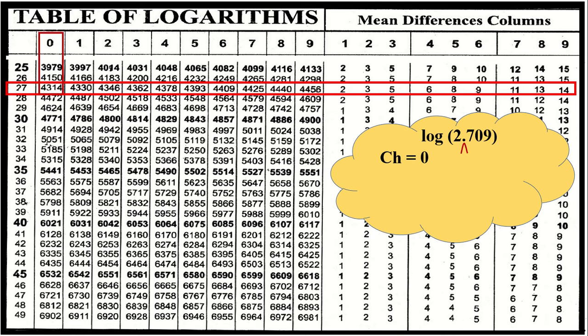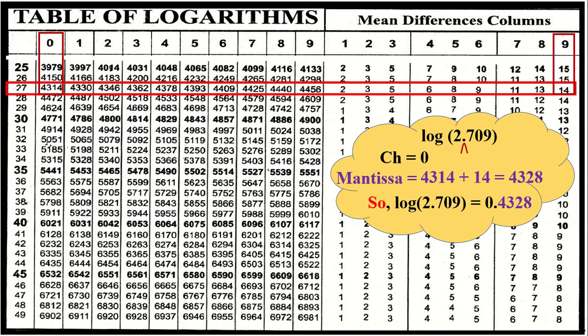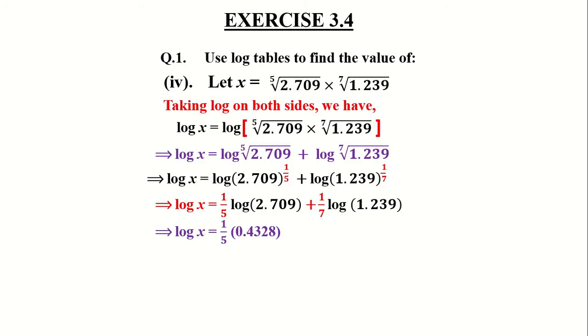27 in the column of 0, 4314, then in the column of 9 it is 14. 4314 plus 14 equals 4328. So log of 2.709 equals the characteristic first, then after the decimal point the mantissa is written. Plug in the value. For log of 2.709 it is 0.4328.